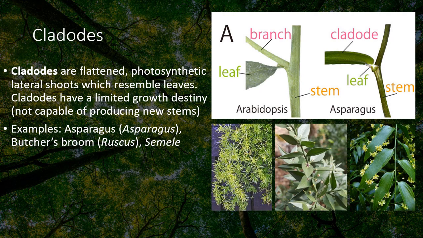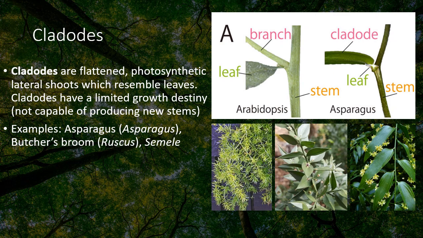When we look at the asparagus, we see a slightly different pattern. We still have the primary stem, we have a node, and the node does have a leaf, but the leaf is tiny. It's reduced to just a tiny little scale. Above the leaf in the axil, we have an axillary bud that developed into a lateral shoot, but it doesn't look like a normal lateral shoot. It's flattened and it resembles a leaf. In this case, these flattened photosynthetic lateral shoots are called cladodes. And cladodes have a limited growth destiny.